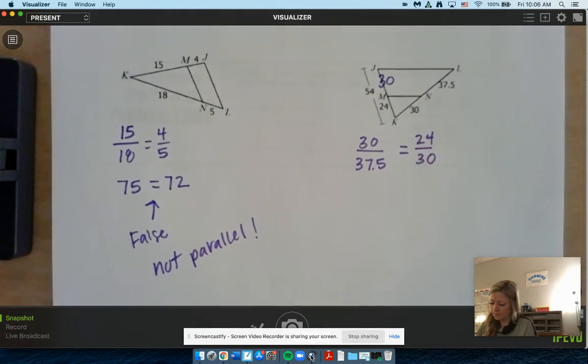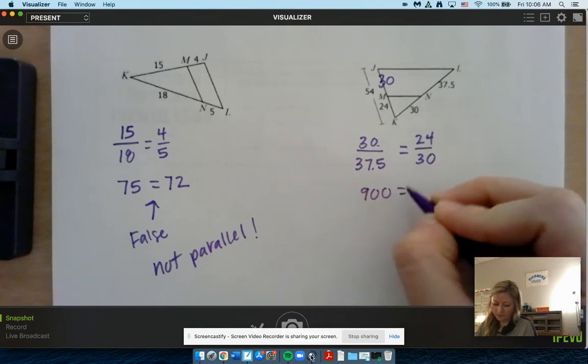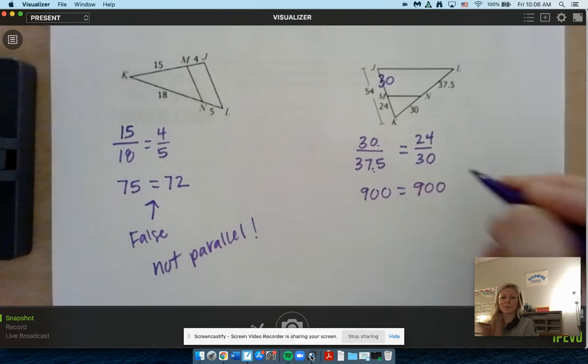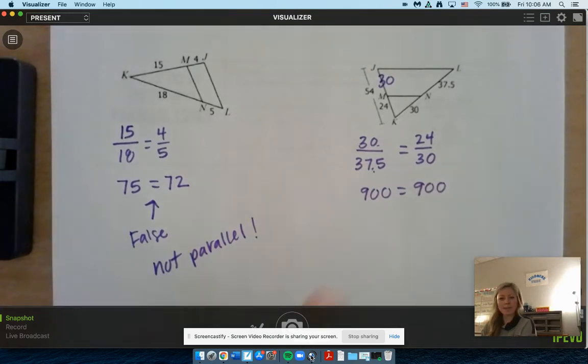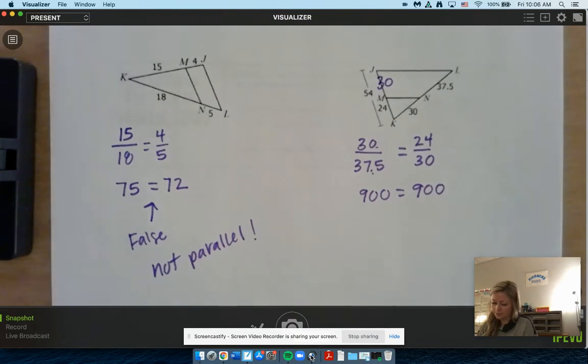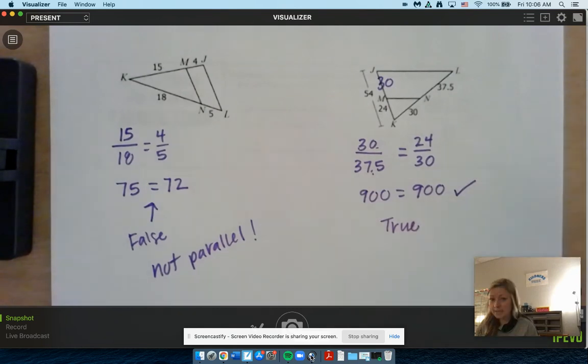If we cross multiply, 30 times 30 is 900. 37.5 times 24 is also 900. So you see how we got the same thing, kids? 900 is obviously equal to 900, so that works out. That's true. So we now can say MN is parallel to JL.